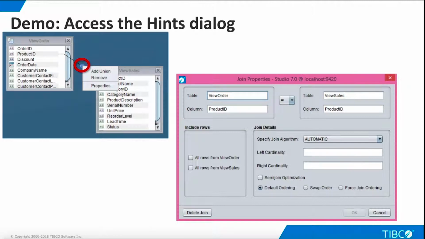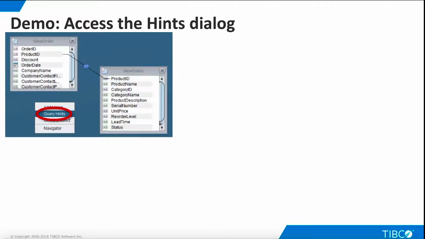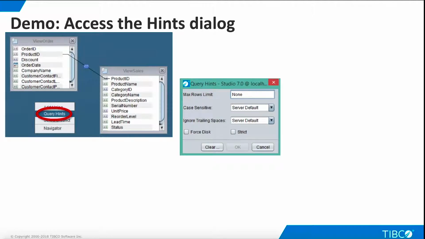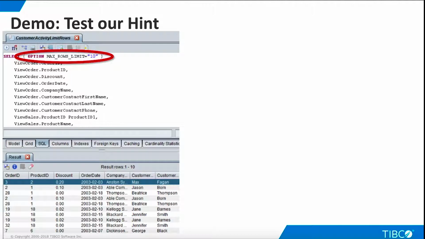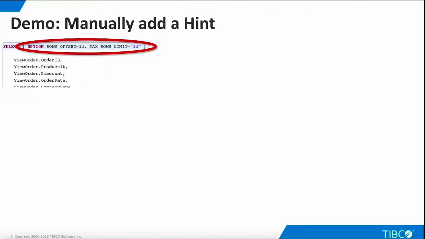If we right-click the blue circles on the join line and select Properties, we can graphically specify hints that have to do with joining. If we right-click on the blue background and select Query Hints, we can graphically configure some hints that have to do with data selection. Let's set the row limit to 10. Our SQL tab shows that the query hint has been added, and when we execute the view, only 10 rows are returned.